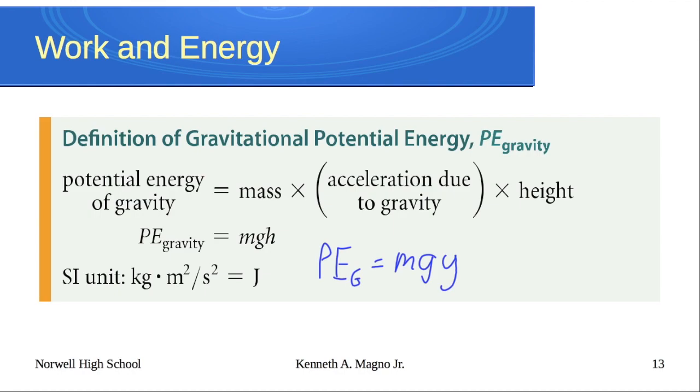Some people like the h just because they think the g's and the y's look too similar and it gets confusing. So if you're more comfortable writing with h initial, h final, go with that, or you can go with the y nomenclature. But it's just the mass times gravity, the force, times the displacement or the distance, the height, would be the work. So the actual position that it's at, the y initial or y final, is going to give us the energy that we have at that particular point.